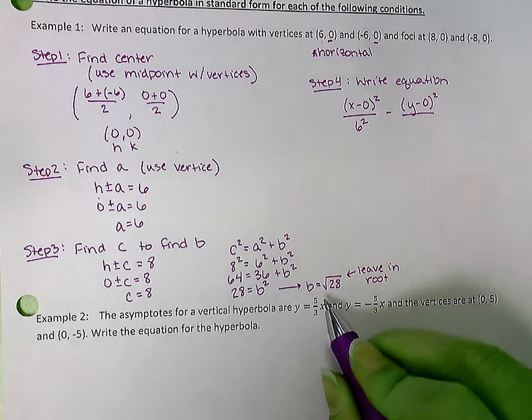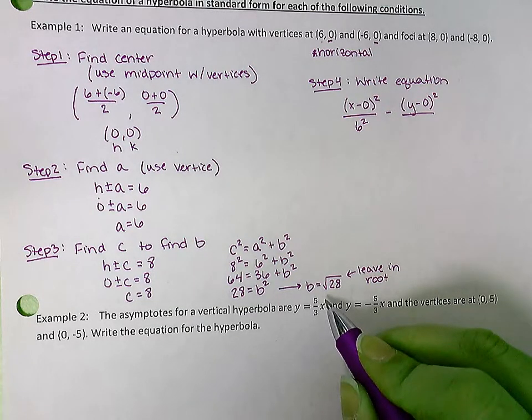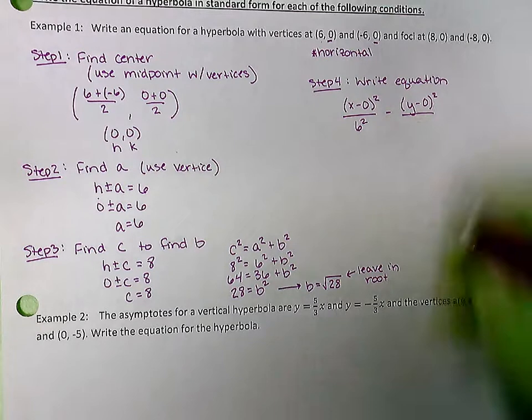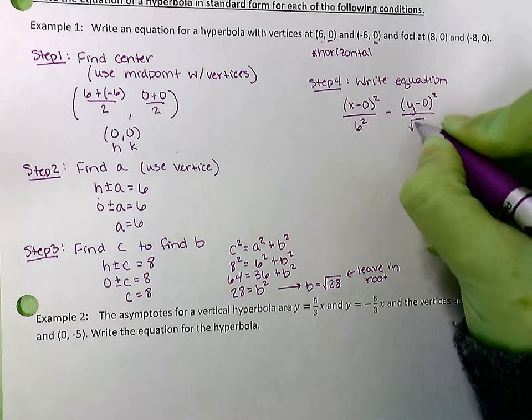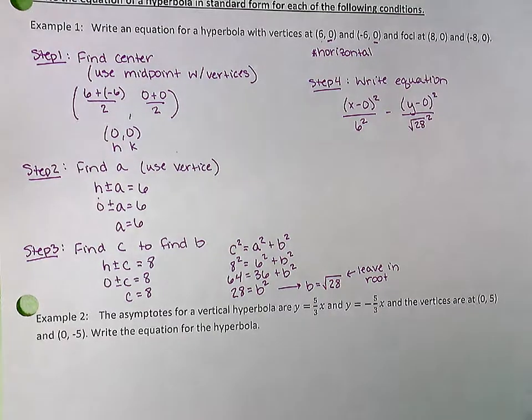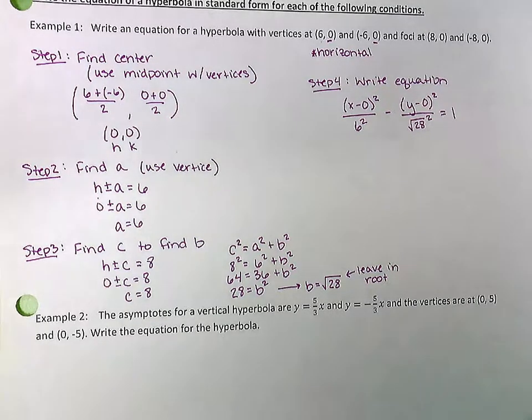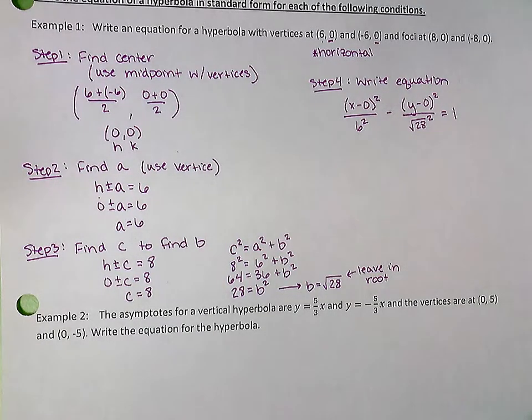So again, I'm taking the square root of 28 and squaring it, so that cancels. You don't have to write that right away, you can cancel it. And it should always equal 1.